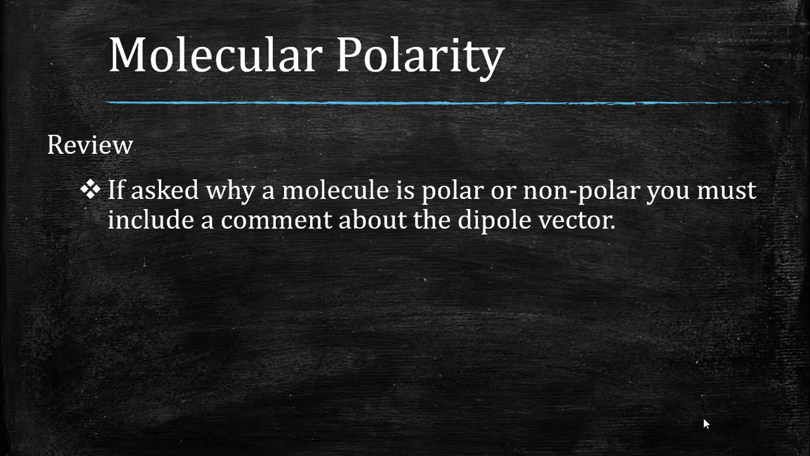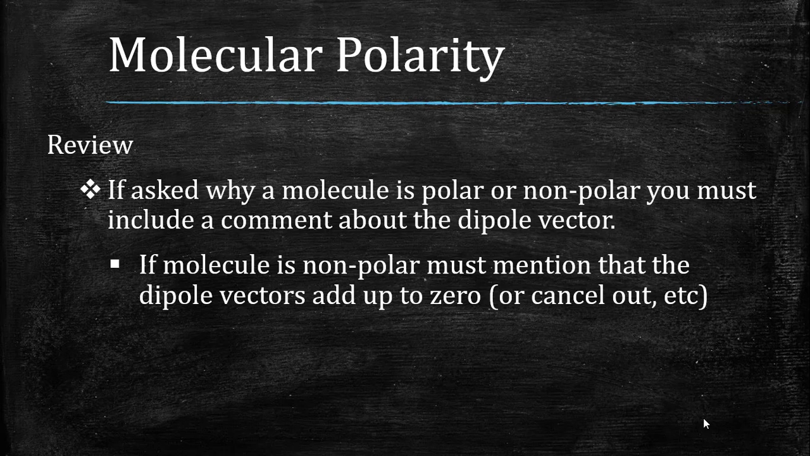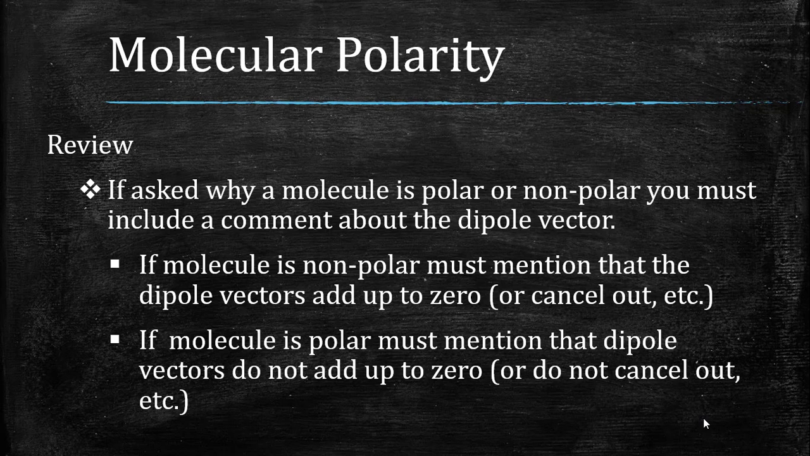Now, it's really important if you are asked why a molecule is polar or nonpolar, you must include a comment about the dipole vector. You can't simply say the element has a bent shape, therefore it is polar. The graders want to see that you understand that the vectors don't cancel. So if the molecule is nonpolar, you have to mention somewhere that the dipole vectors of the bonds add up to 0, or they cancel out, or draw it and show it, but you have to demonstrate you understand that. The same thing with the polar, you have to mention that the dipoles do not add up to 0, they don't cancel out, and so on and so forth.